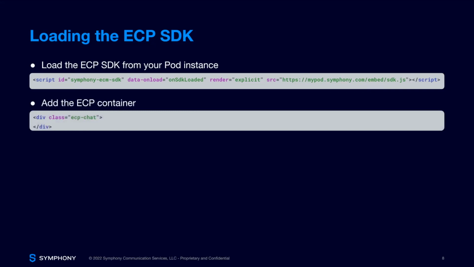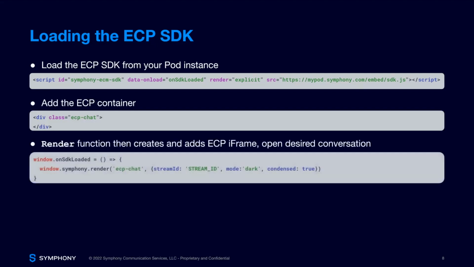Sure. So you can launch the ECP SDK within your pod instance by referencing the SDK script directly. Here, we have an example where we have included a script tag to reference the SDK. We then need to define the container where our chats will be loaded. So in this div tag, we have included a class for ECP-chat. The render function then creates and adds the ECP iframe within our ECP-chat container with the corresponding conversations.